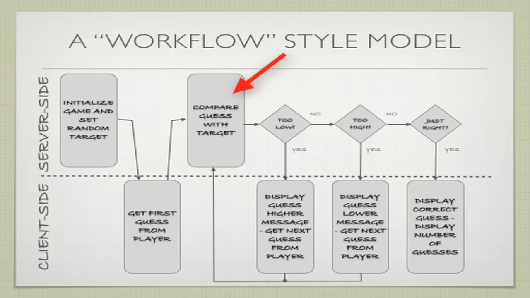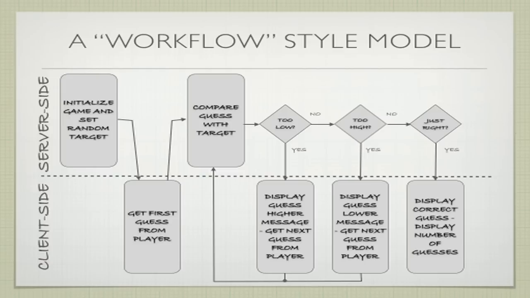The guess will then go back to the server where they will compare the guess with the target. Three possible outcomes. If the guess is too low, we will display the form again to the user, but with a message along with it that tells them to guess higher. On the other hand, if it is too high, we'll display a similar form, but with a message that says to guess lower. And finally, if they guess the target, we'll display that they got it correct with the number of guesses. So this is kind of a formal look at how the game is played.